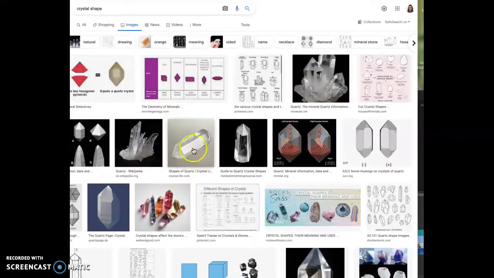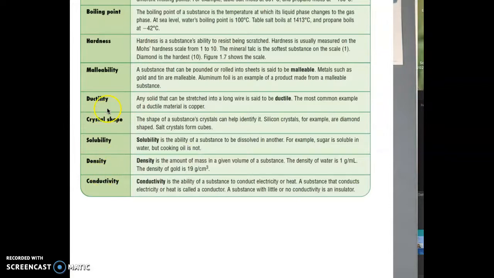Quartz, for example, always looks kind of like this, like the way it breaks. It's called cleavage, the way it breaks, and fractures if it's all jagged. So often you can tell it's quartz just by looking at it, because it's clear like this, and by its shape. So that's what crystal shape is about. What else do we got? Ductility.